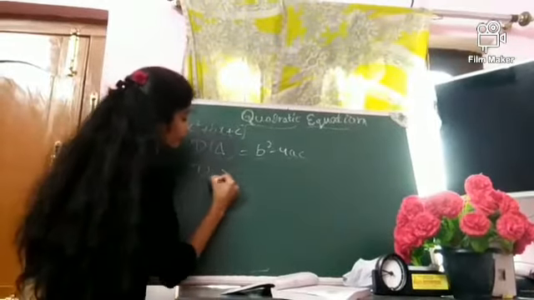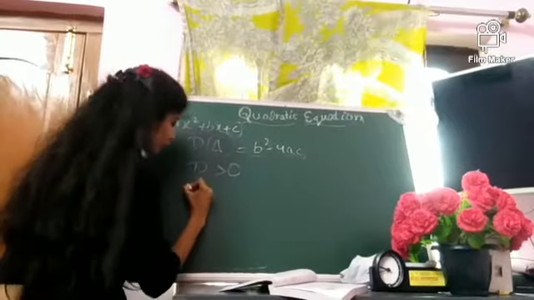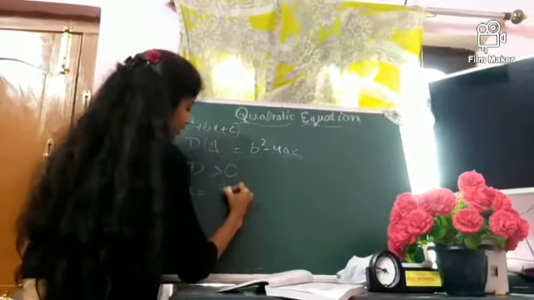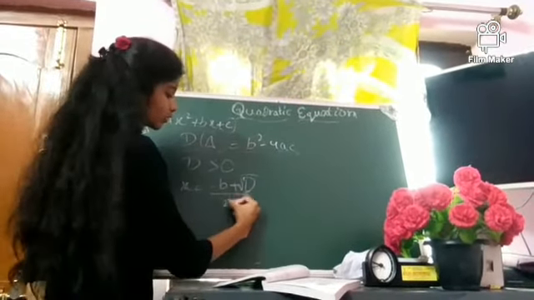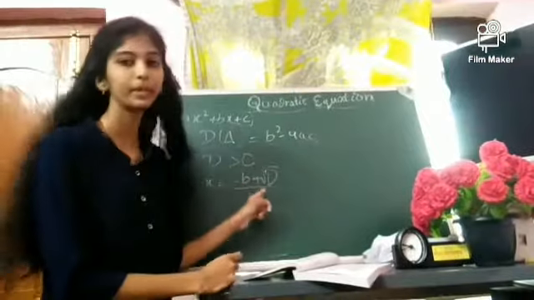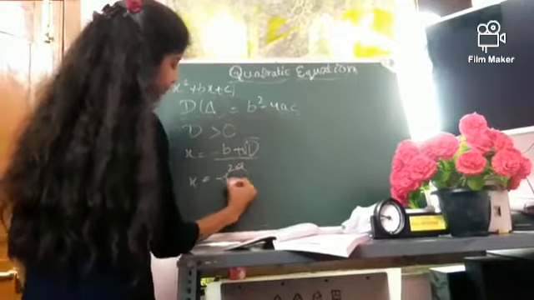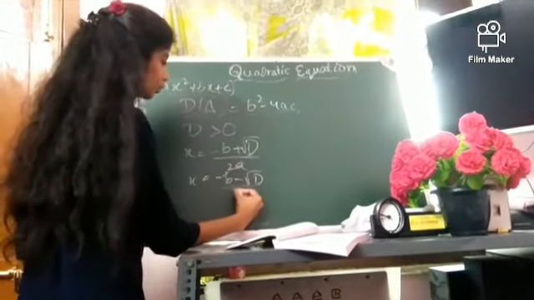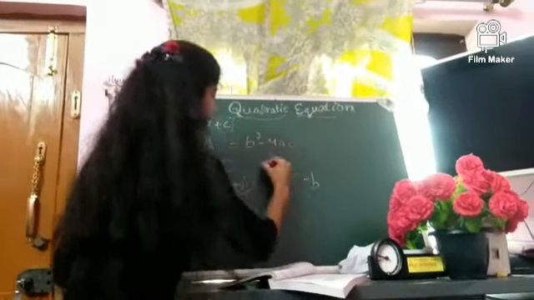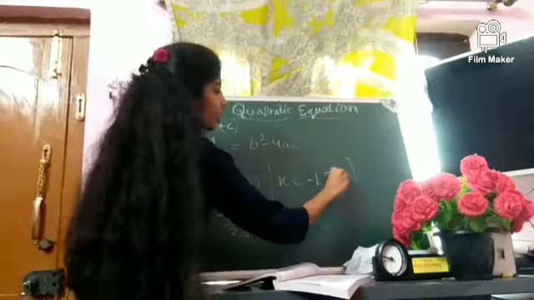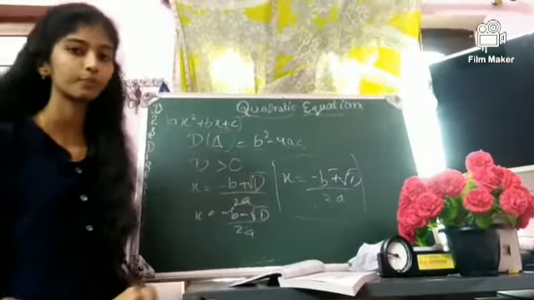So how should we find the roots? If delta is greater than 0, then we can easily find the roots by using the formula: x equals minus b plus root delta by 2a, and the other root is minus b minus root delta by 2a. You can find it together as minus b plus or minus root delta by 2a. So we can easily find the two roots.